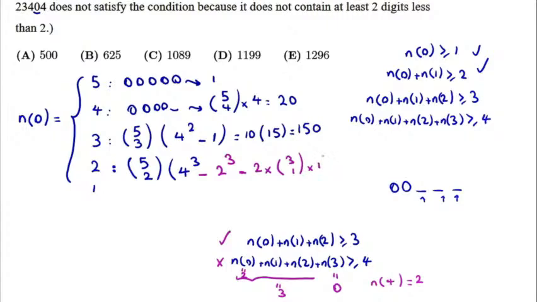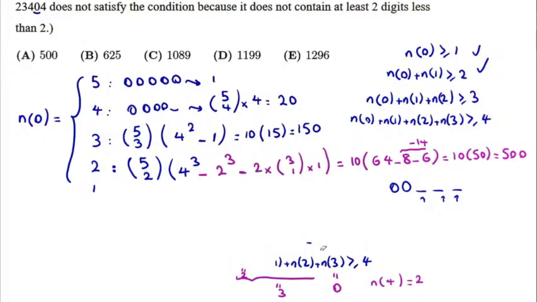So it will be 1. Both of them should be the same, and it should be 4. And 5 choose 2 is 10 times 64 minus 8 minus 6. It will be negative 14. It will be 10 times 50, which will be 500. Okay, now, as you can see, when the number of zeros decreases, the way we want to solve becomes harder.